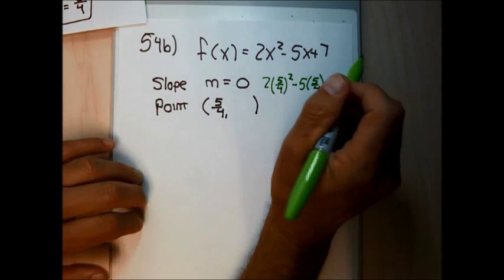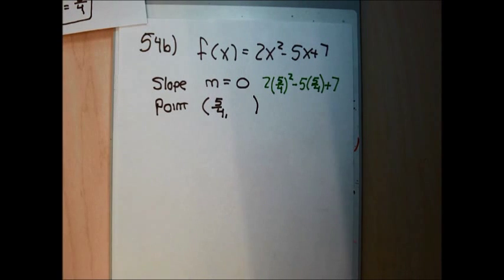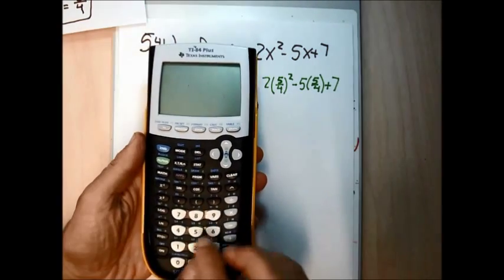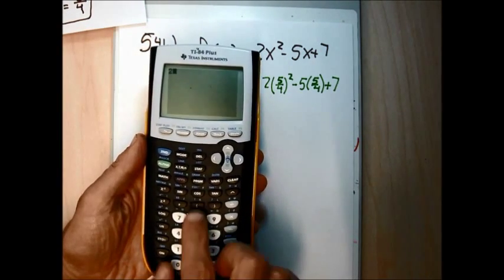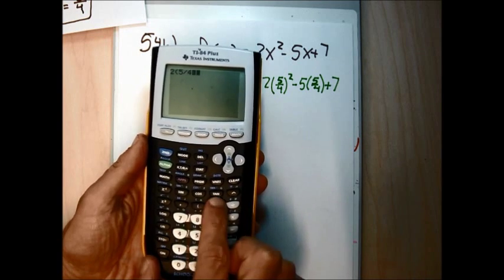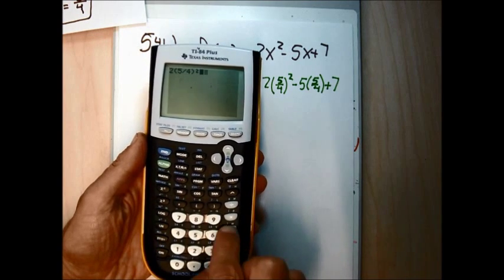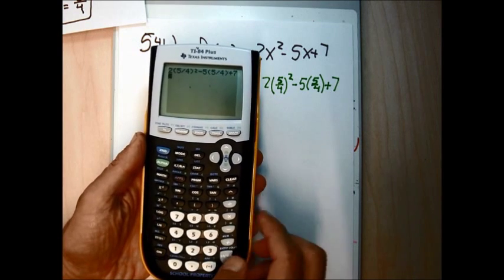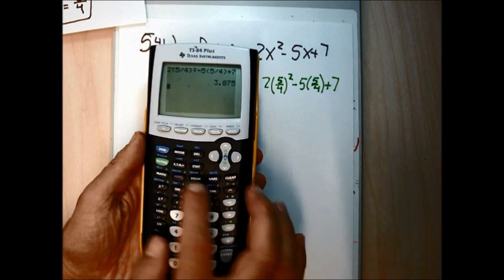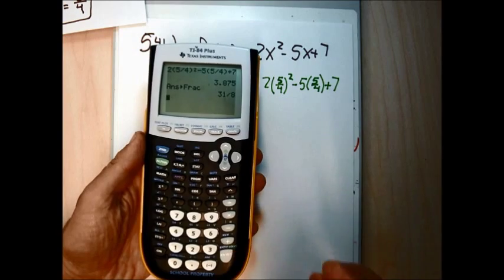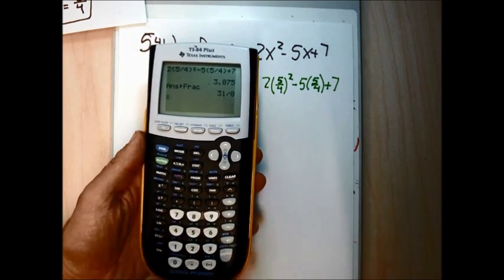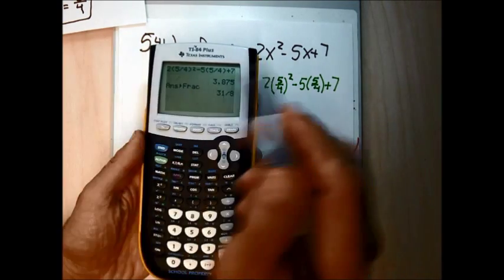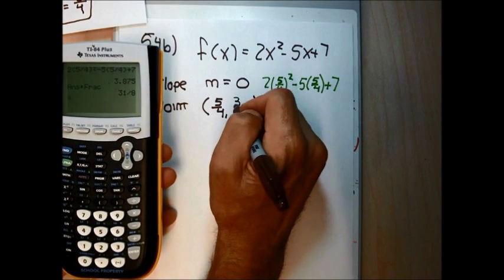I don't really care to do this work by hand, so I'm going to pull out my calculator and have my calculator do that work for me. So real quickly, I just break out my calculator. I'm going to go 2 parentheses 5 divided by 4 squared minus 5 parentheses 5 divided by 4 plus 7. Probably gives me a decimal. I hit math, enter, and enter to get my fraction. The y-coordinate of the point that I'm searching for is 31/8.